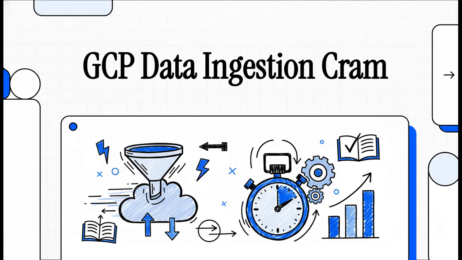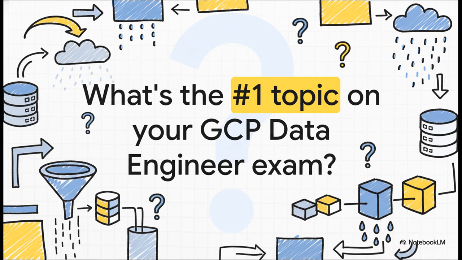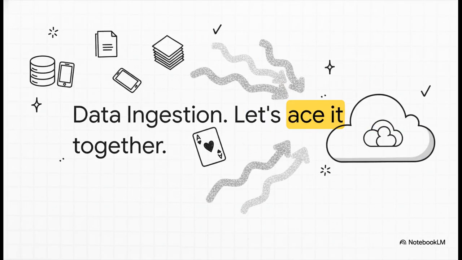Let's do this. So let me just ask you, what's the one topic you know is going to show up? The one thing you absolutely, positively cannot afford to get wrong because it's at the heart of almost every single data architecture question. You guessed it, it's data ingestion. It's all about how we get our data into Google Cloud in the first place. But hey, don't sweat it. By the end of this, you're gonna have this stuff down cold. We're gonna absolutely ace this together.